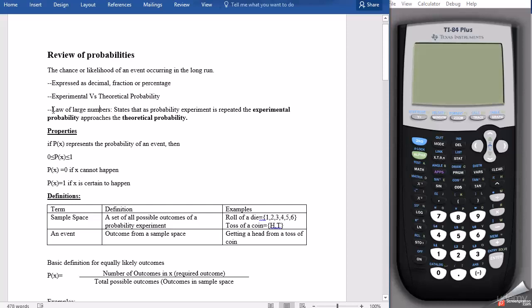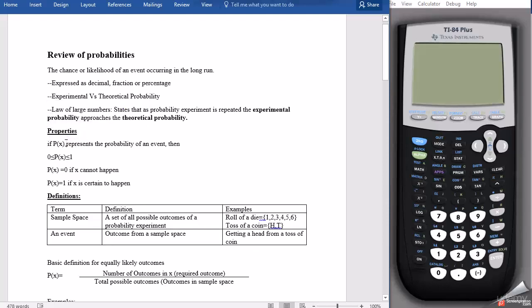Okay? Now there's what we call the law of large numbers, and this is just telling us that as we repeat the experiment, the experimental probability approaches the theoretical probability. Okay, so they get closer to each other. So in this particular example, if we continue to experiment, the probability of getting a 2 will get closer to 1 out of 6. Okay, so let's look at the properties of probability.